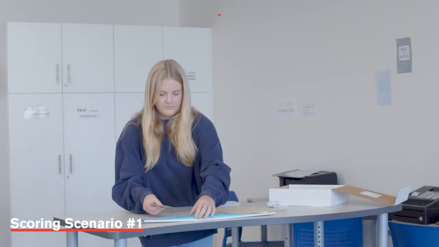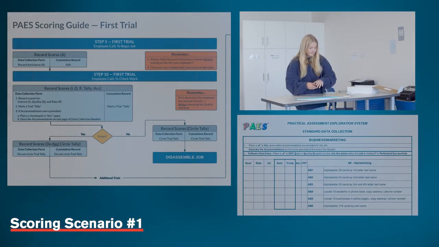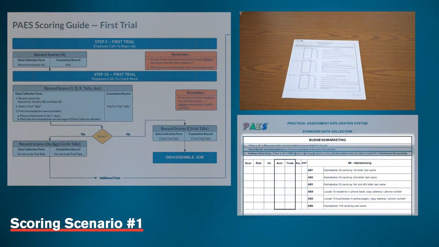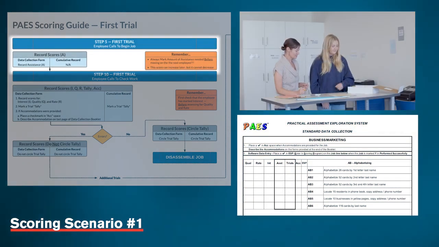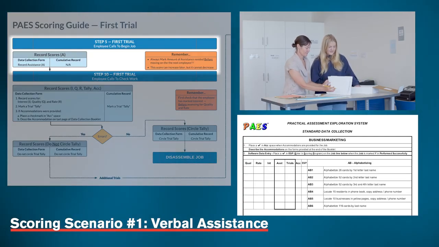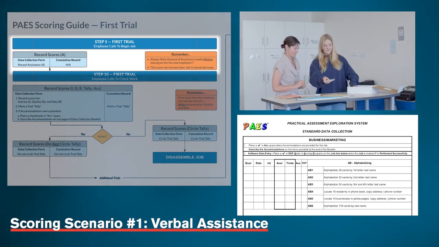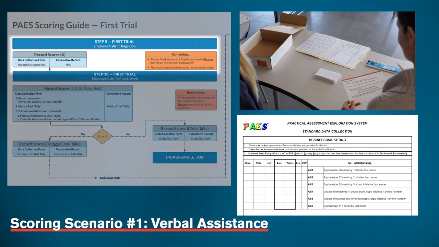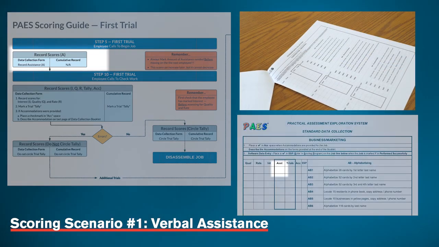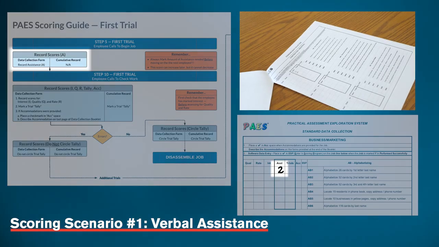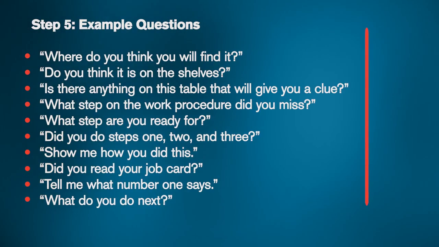Let's use job AB1 as an example. For this example, you will need the sample data collection form for business marketing. During step 5, after you've made sure the employee has properly prepared the job, first ask, "Do you know how to do this job?" Or, "What do you think you will do to complete this job?" Then provide the level of assistance the employee needs and mark the amount of assistance you gave them on their data collection form. Remember to use leading questions to help them arrive at the answer on their own.